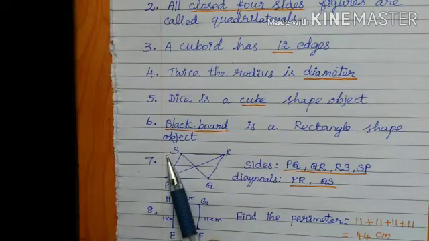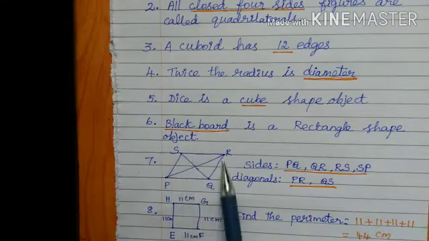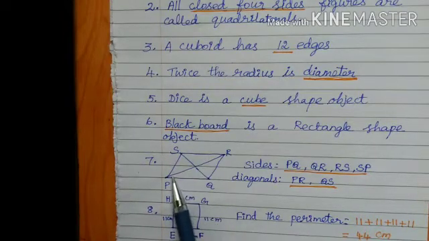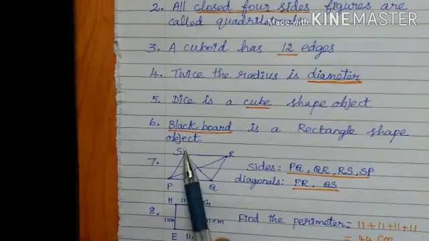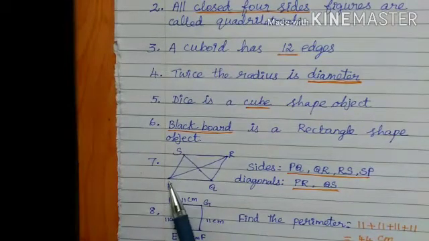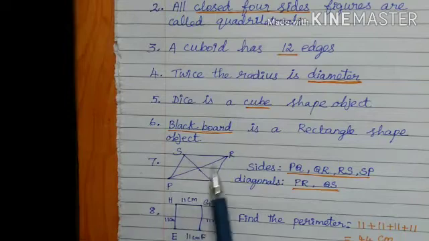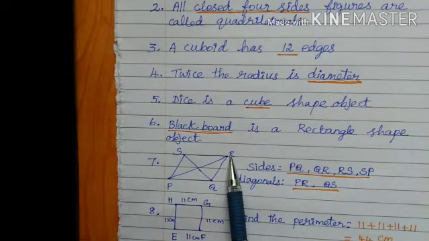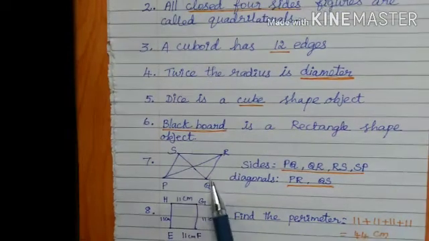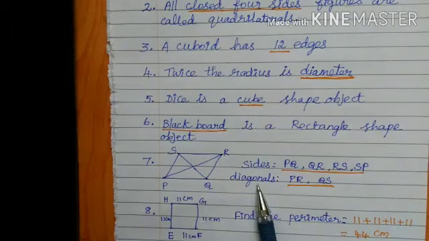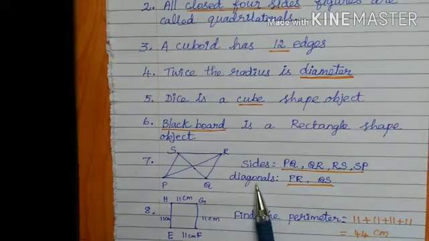P-Q-R-S. So four lines are here. Four sides. A parallelogram has four sides. So this one: PQ, QR, RS, SP. These are the sides. PR, QS. These two lines are called your diagonals. So here it is asking you to write the sides and diagonals.